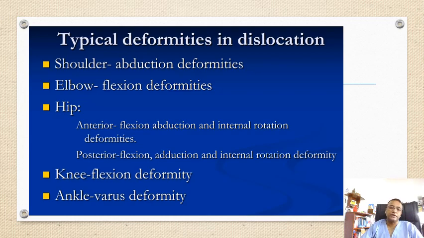In the hip, anterior hip dislocation, flexion, abduction, and internal rotation. And in posterior dislocation, same thing again, flexion but adduction and internal rotation deformity. And if you have a knee dislocation, it's a flexion deformity, and ankle is a varus deformity. So once you see this, you can identify that there is a dislocation. That's why the patient is holding this particular joint in a particular position.